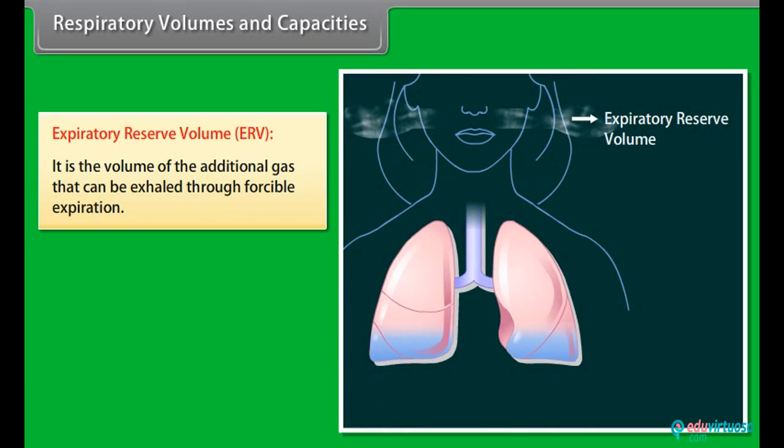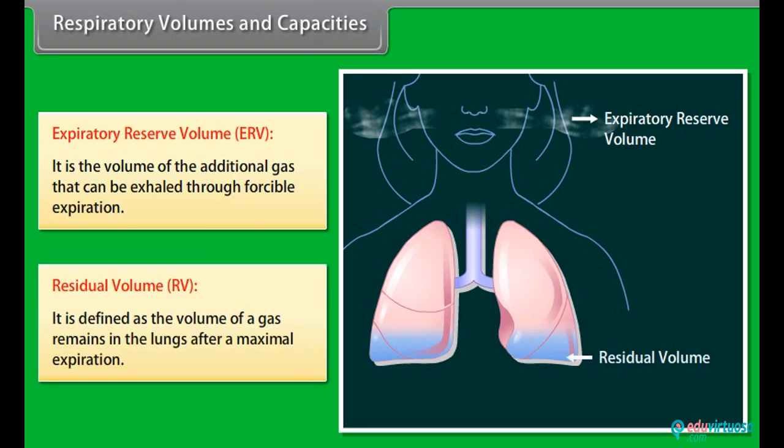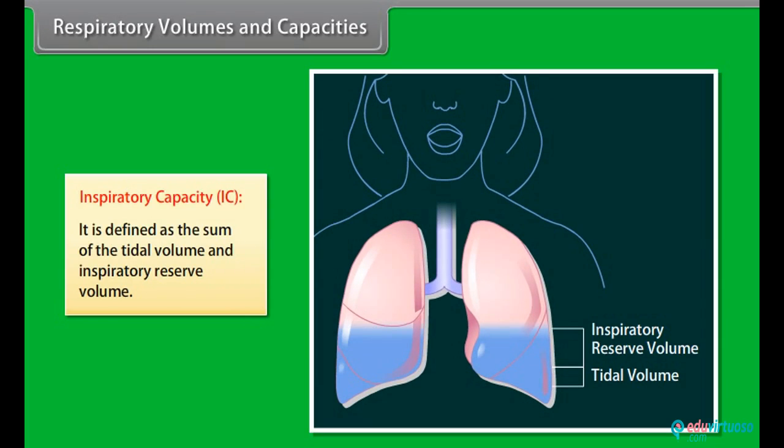It is the volume of the additional gas that can be exhaled through forcible expiration. Residual volume, RV. It is defined as the volume of a gas that remains in the lungs after a maximal expiration. Respiratory volumes and capacities. Inspiratory capacity, IC. It is defined as the sum of the tidal volume and inspiratory reserve volume.